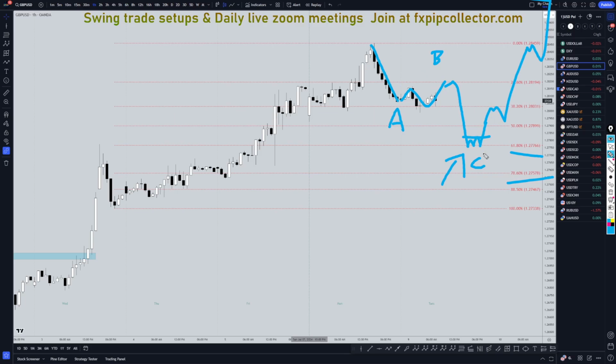Now, it really doesn't necessarily even have to make a wave C. Keep in mind, the trend is very strong, especially if it really is a wave three. There is a pretty good chance that this could just keep on trending up from here, making those higher highs and higher lows.